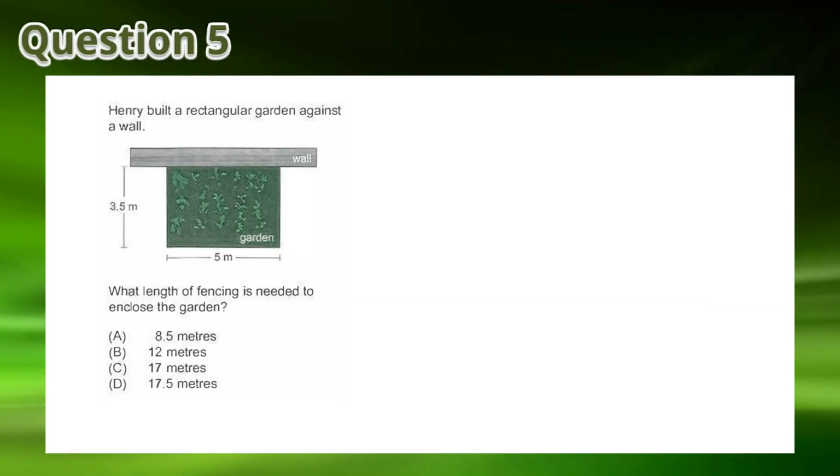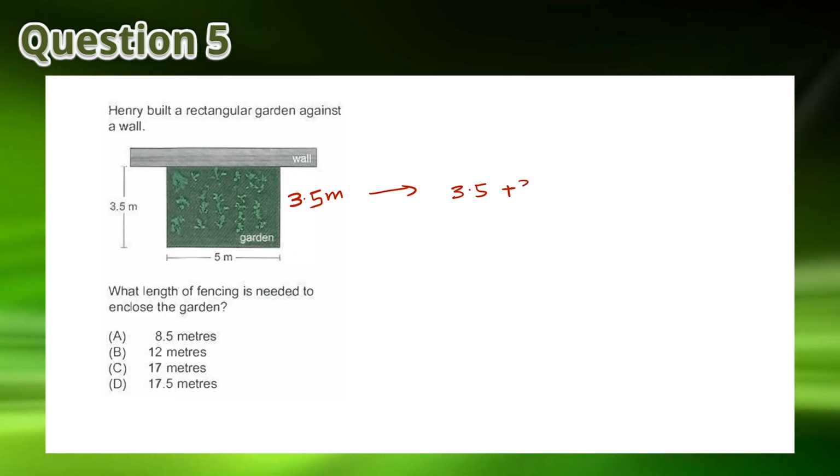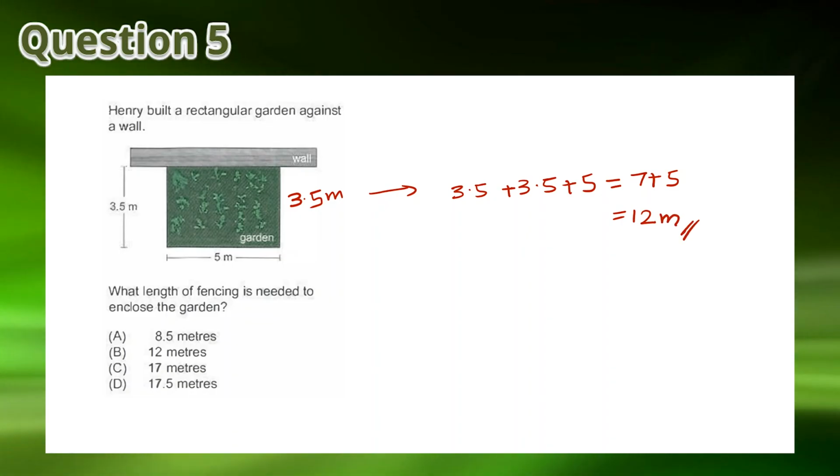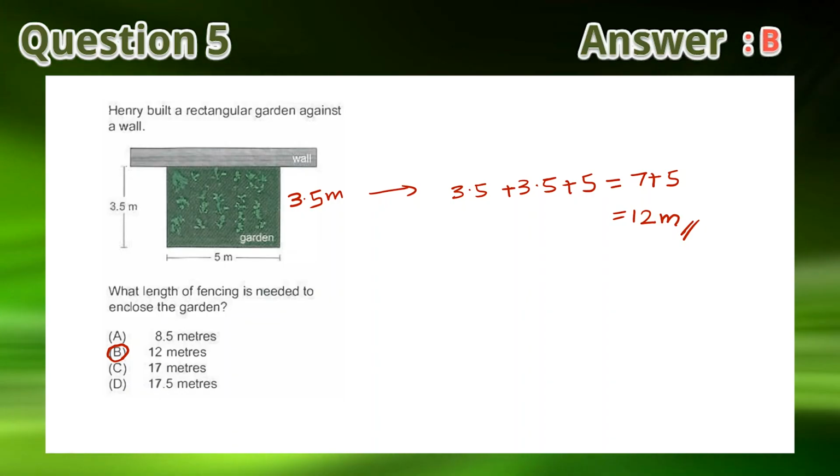To enclose the garden, you need 2 3.5 meter sides and 1 5 meter side. We can add these values up to get 12 meters. So you need a total of 12 meters to enclose the garden, which means the answer is B.